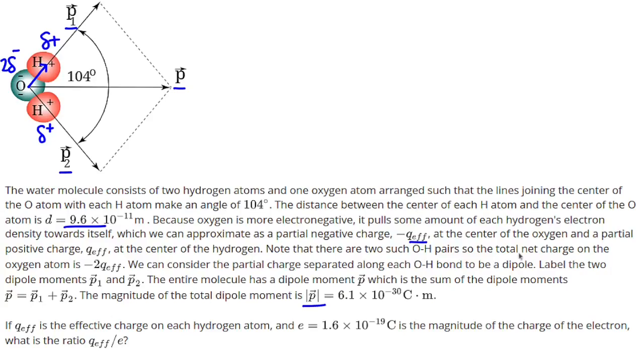Now if QEFF is the effective charge on each hydrogen atom, and the elementary charge is given, being the magnitude of the charge of an electron, what is the ratio of the effective charge to the elementary charge?